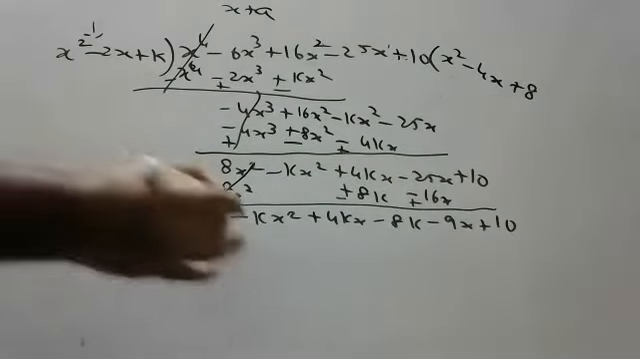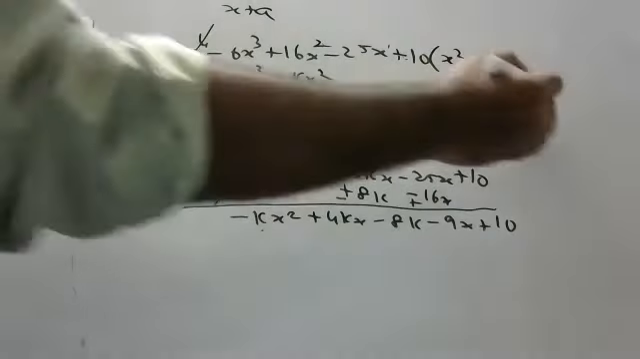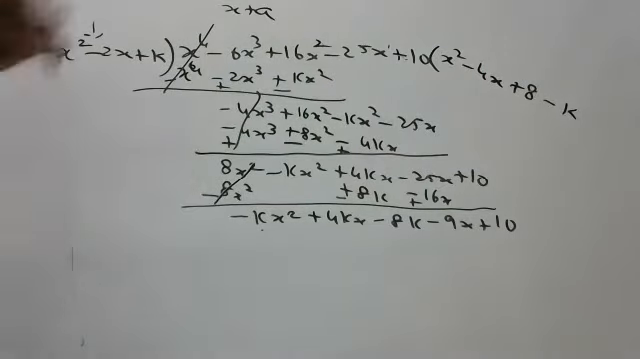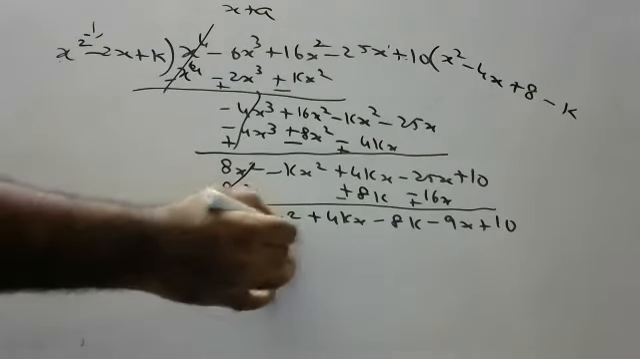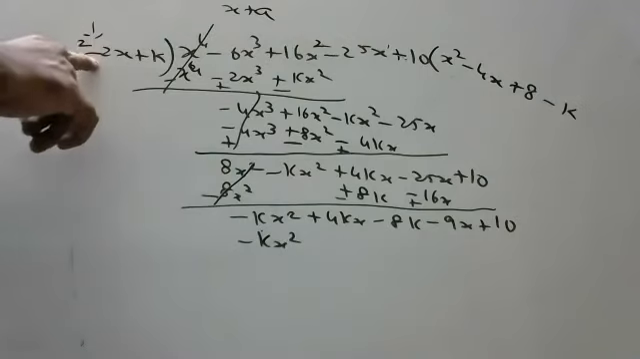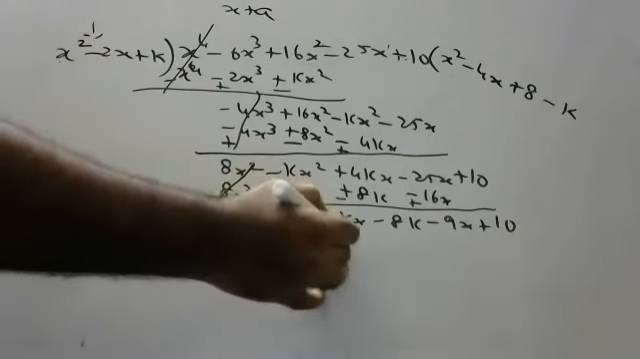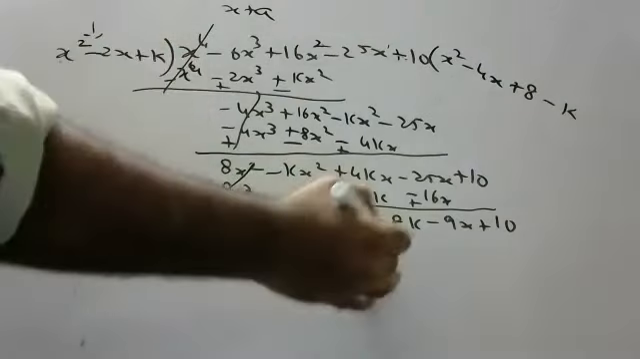Okay. Now, children, this by this I will get minus k, children. Minus k into x square is minus kx square. Minus k into minus 2x is plus 2kx. Minus k into plus k is minus k square.